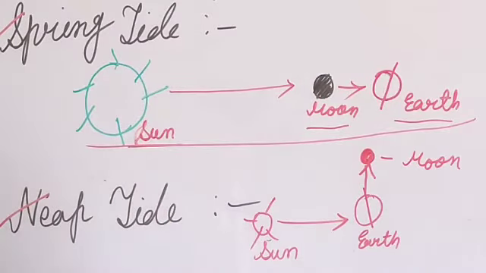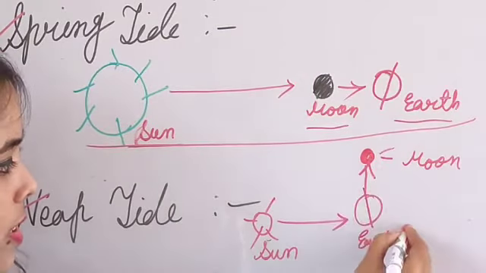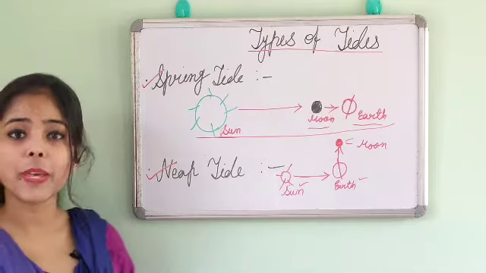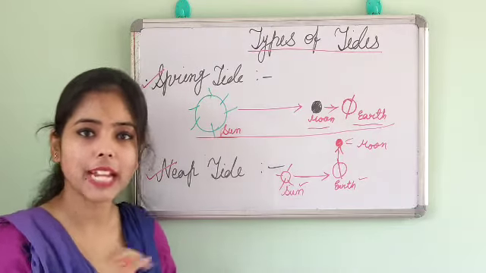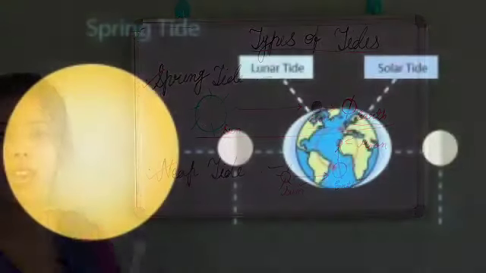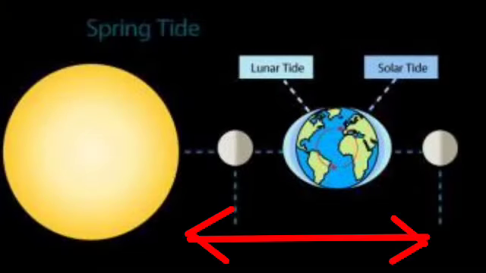In neap tide, just look at the position. Here the moon, earth and sun, they are in the position of quadrature. That means they are in the position of a right angle. So this is the basic difference between spring tide and neap tide. In spring tide, all the three heavenly bodies will be in one single line.